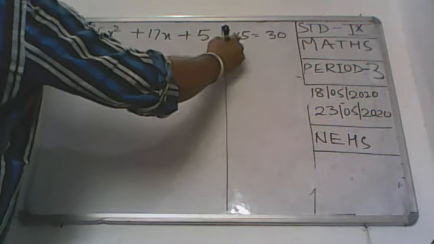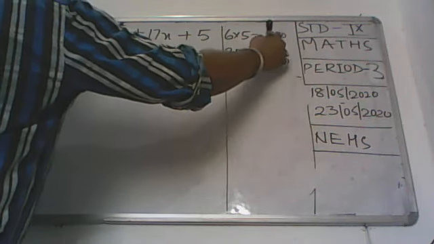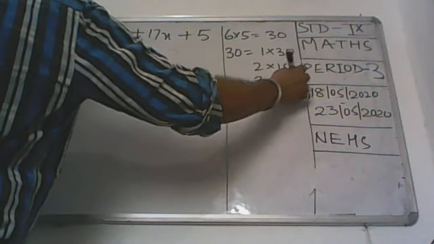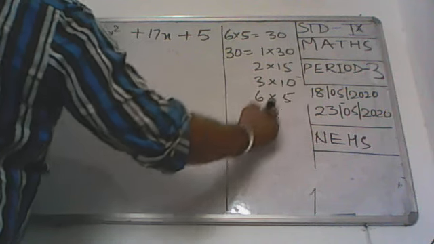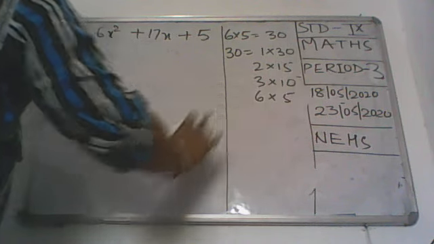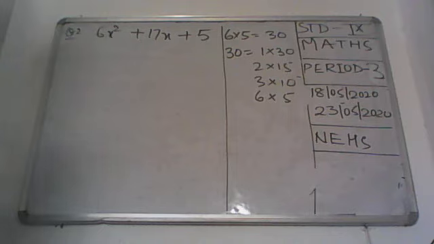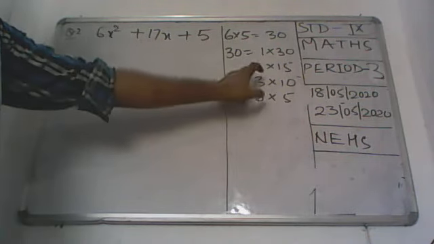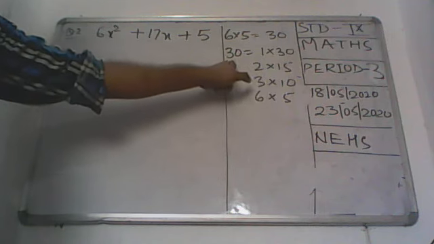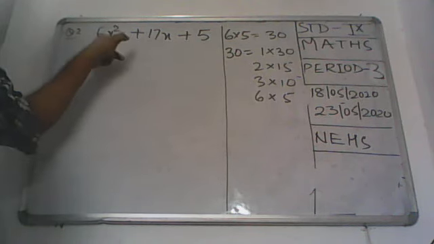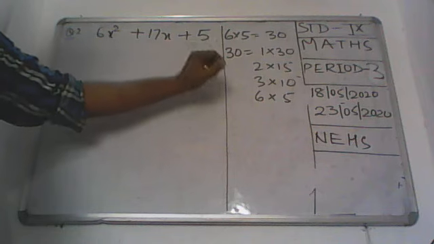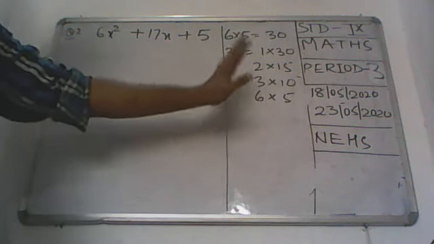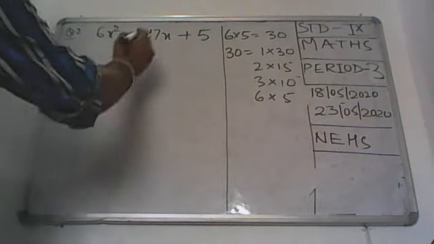Now tell me one thing, 30 can be written as 1 into 30, 2 into 15, 3 into 10, 6 into 5, I think that's over. Now see, out of these 4, there are 4 factor pairs of 30, because I multiplied the coefficients of x square and the constant term here. So now tell me, out of these 4, which one's addition or subtraction is going to give me 17, the middle term?